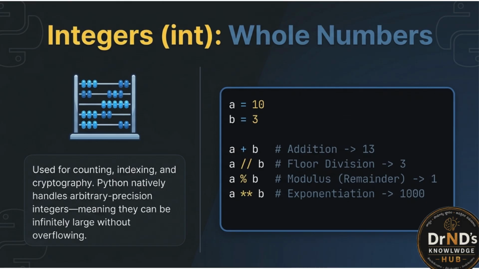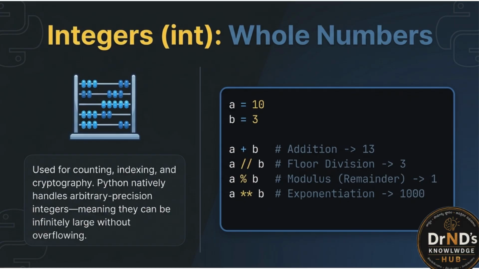Floor division. Next we have A double slash B. The double forward slash represents floor division. Floor division divides two numbers and returns only the whole number part of the result. 10 divided by 3 is approximately 3.33. However, floor division removes the decimal portion and returns only 3.